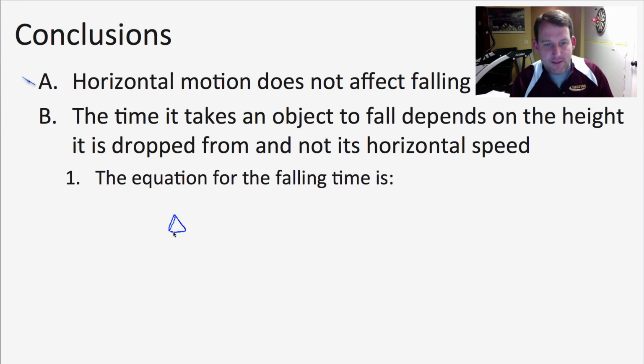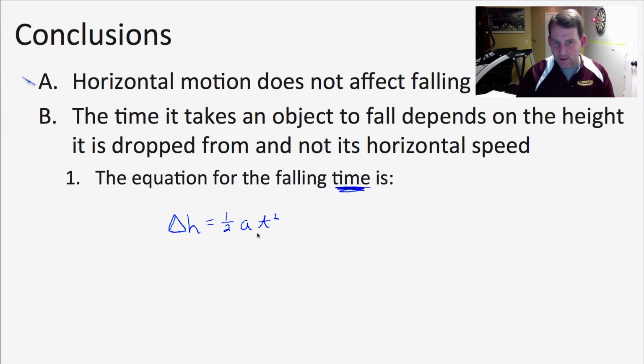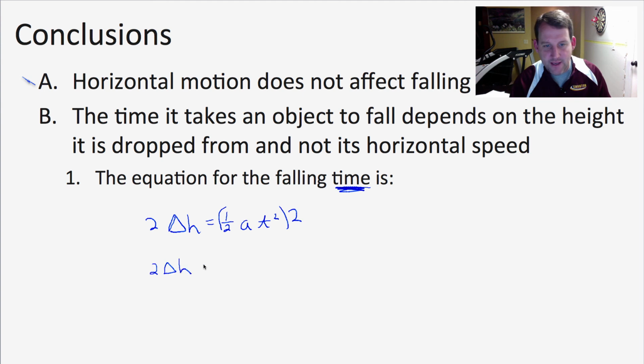I'll do it in blue. So delta H is equal to 1/2 AT squared. Now we're looking for time, how long it takes, so we've got to solve this equation for time. Of course, to do that, we multiply both sides by 2 to get rid of the 1/2. So we get 2 times delta H is equal to AT squared. To get rid of the times A and get T by itself, we divide by A on this side, divide by A on this side. We get here that T squared is equal to 2 times the change in height, how far you fall, divided by the acceleration.